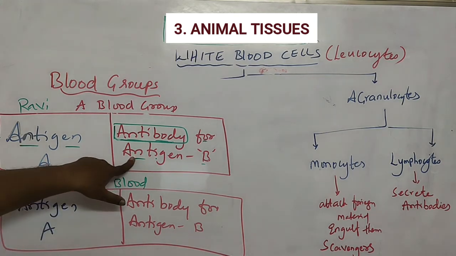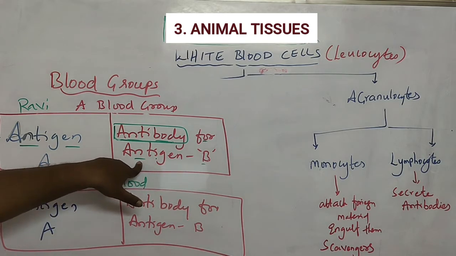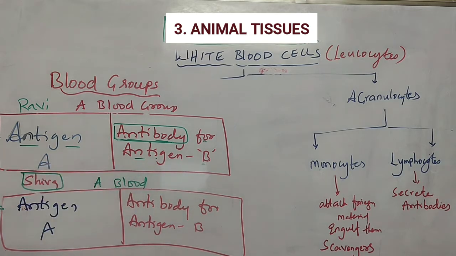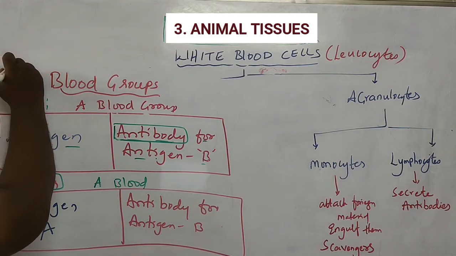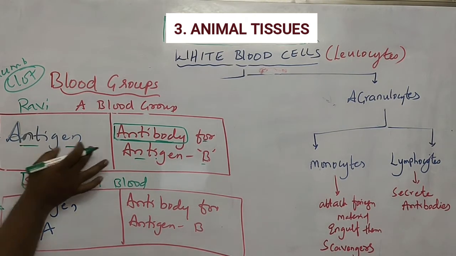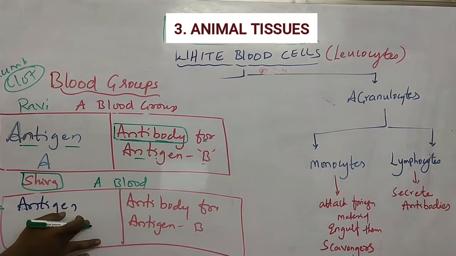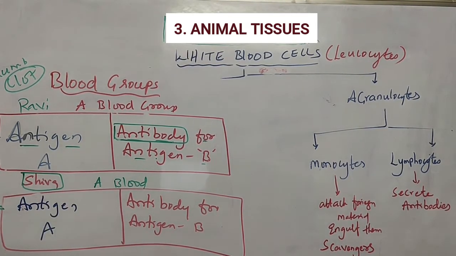Okay, this antibody, which is for antigen B, will go and fight with the antigen B, and then there will be agglutination, there will be clumps, and there will be clot. The whole blood will clot, and then the person will die. So if it is antigen A here, and now antibodies for only antigen B, there is no antigen B here. That's why there is no problem at all.